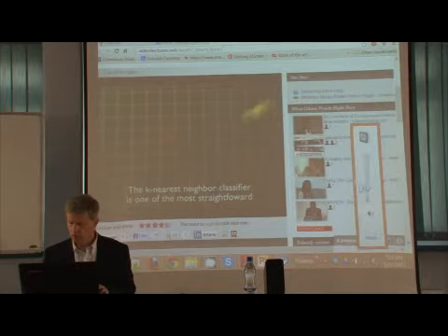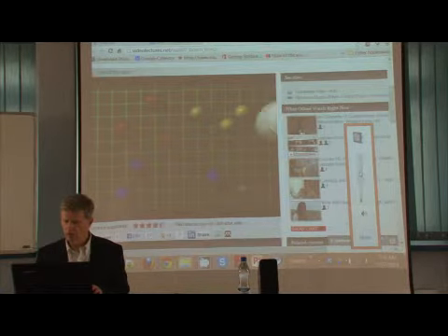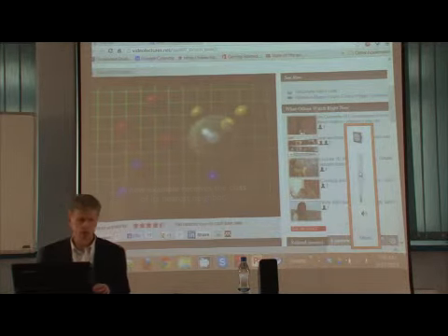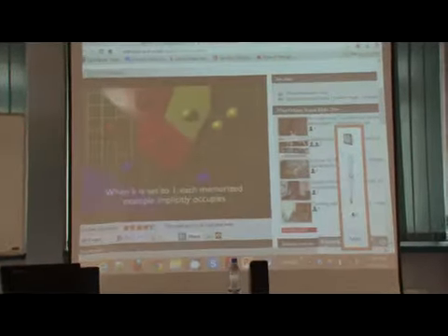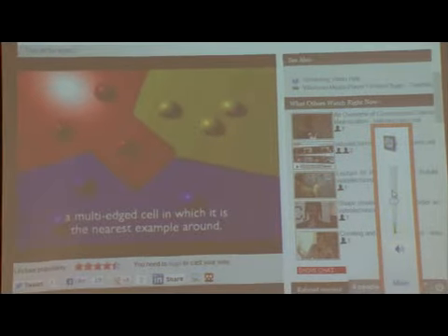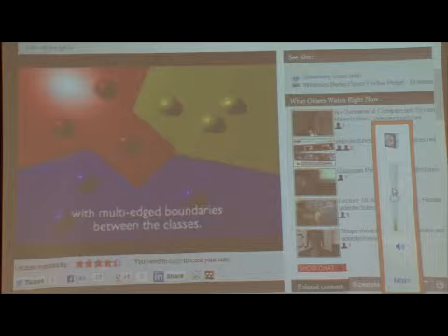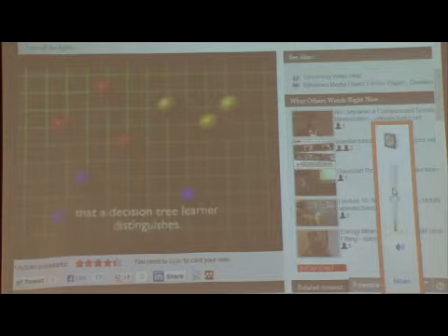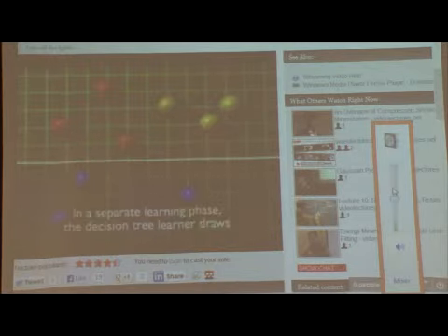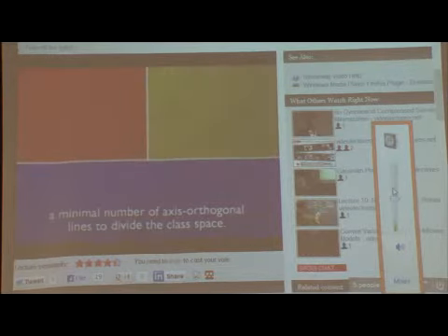The k-nearest neighbor classifier is one of the most straightforward classifiers in machine learning. A new example receives the class of its nearest neighbor, or k-nearest neighbors, in memory. When k is set to 1, each memorized example implicitly occupies a multi-edged cell in which it is the nearest example around. Together, all examples in memory form a class space with multi-edged boundaries between the classes. This is quite different from the class boundaries that the decision tree learner distinguishes. In the separate learning phase, the decision tree learner draws a minimal number of axis-orthogonal lines to divide the class space.